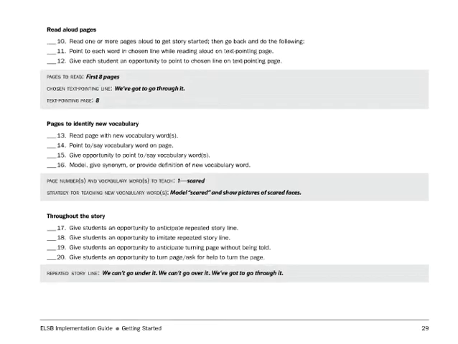You can see it continues on the next page, and you have your read aloud pages. They've identified the first 8 pages as the pages that are going to be read in that lesson. They chose one text pointing line, which is we've got to go through it, and that's going to be on page 8. On page 8, they're going to give each student a chance to point to text. Similarly, they identify pages to identify new vocabulary. In this case, they picked the word scared, and their strategy for teaching this word is to model that and to show pictures of scared faces.